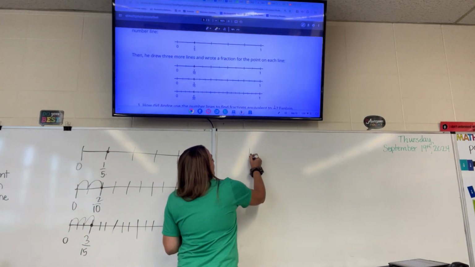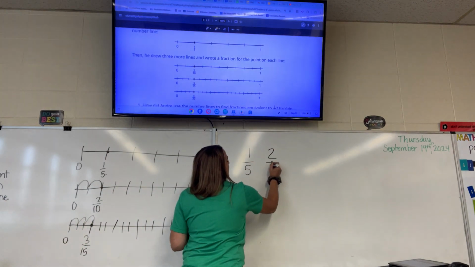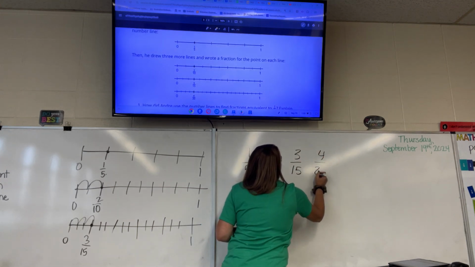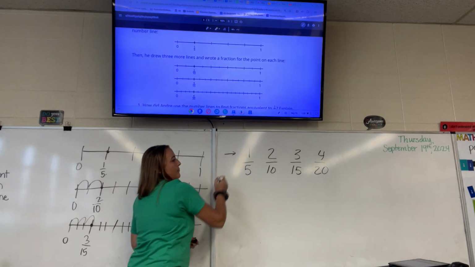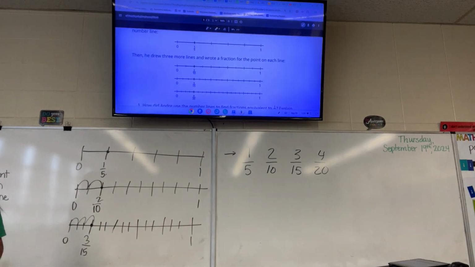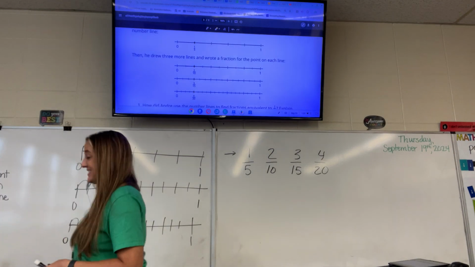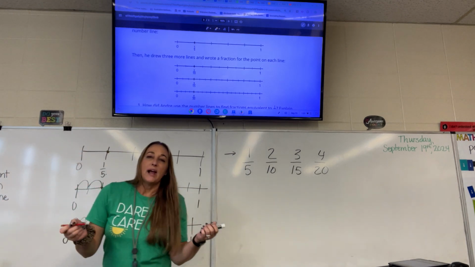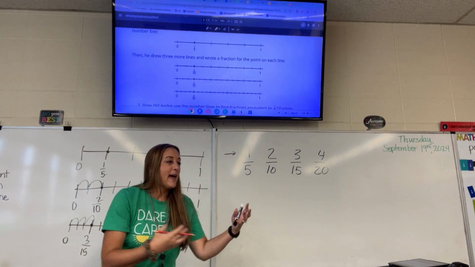Watch this. 1/5, 2/10, 3/15, 4/20. What are the top numbers increasing by each time? Colton? 1 on the numerator row is going up by 1. On the denominator row is going up by 5. Yes. All right. So this is why I love fractions, because they're all about patterns.